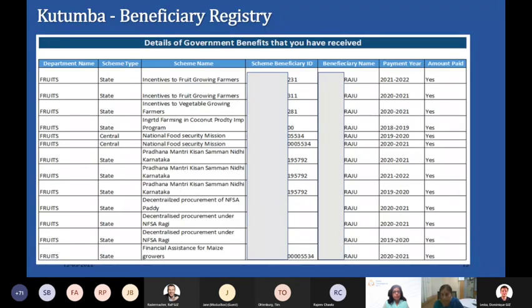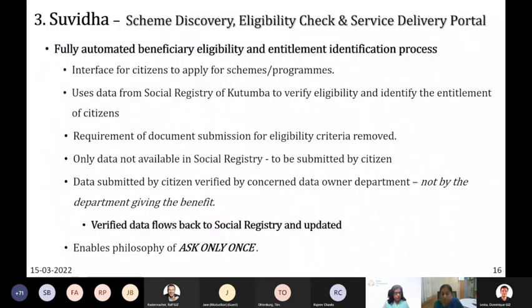This is a sample representation of how beneficiary registry data looks like. We have the department name and the scheme name given to a beneficiary and the year of payment that person has received this particular benefit. Next slide, please.